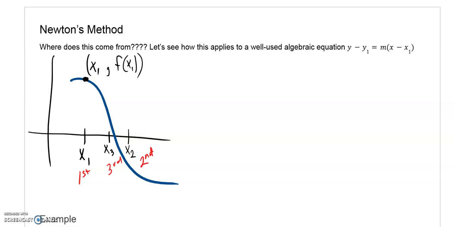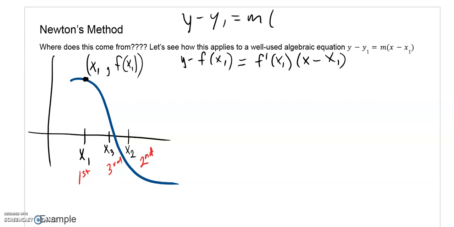Right, so we know that the equation for a slope is y minus y, but in this case, y minus f of x sub 1 is equal to our slope, but now in calculus, our slope looks like this: f prime at that point of x sub 1, and then times the quantity of x minus x sub 1. All right, so this is an old school y minus y is equal to m times x minus x. It's just written differently to apply to this specific scenario.